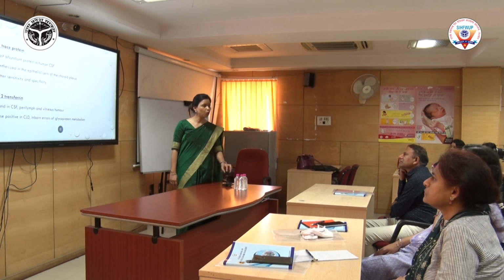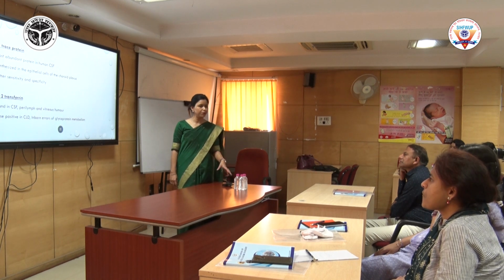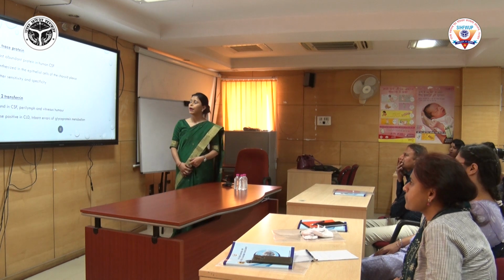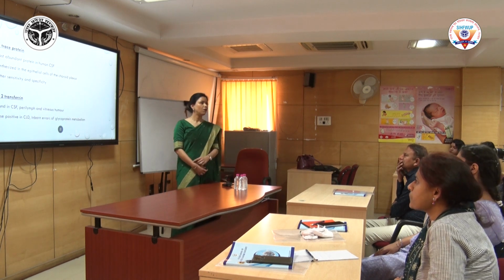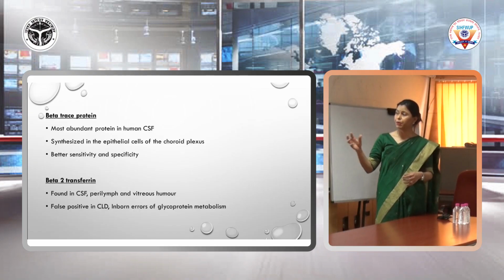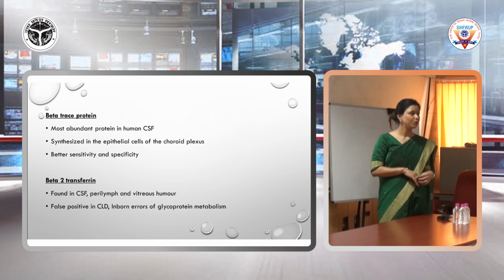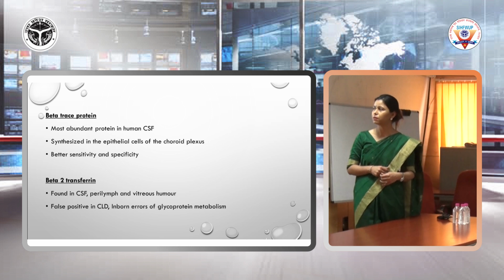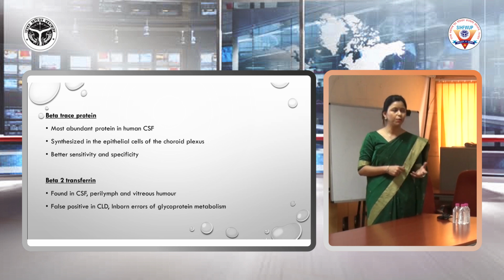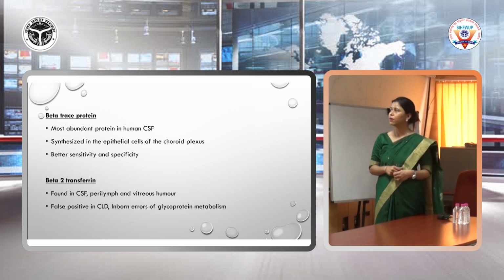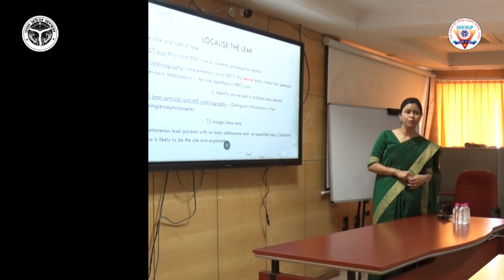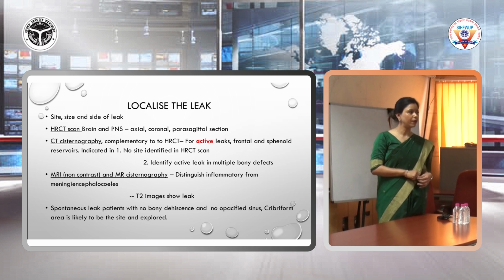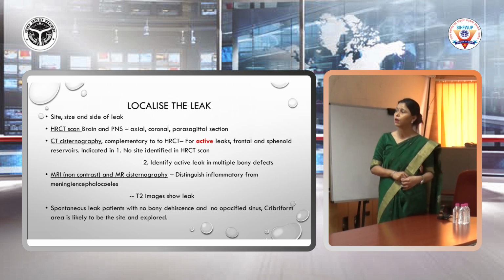Then beta trace protein is only found in CSF, while beta 2 transferrin is present in other places also, like the perilymph and the vitreous humor. There is hardly a chance that these fluids may be present along with CSF, so it generally is considered to be a CSF leak only, but beta trace protein is the most abundant protein in the CSF. Then localize the leak, that is the most important thing. The site, the size and the side of the leak are important.